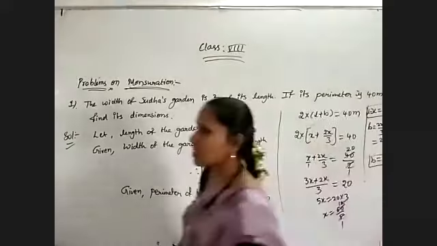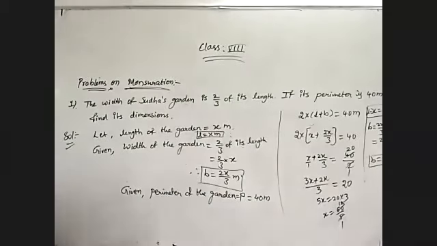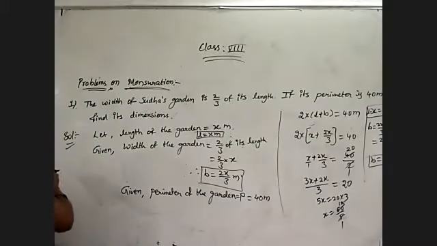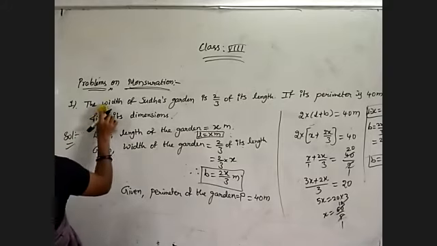Now coming to the next question. The perimeter of a rectangular swimming pool is 154 meters.